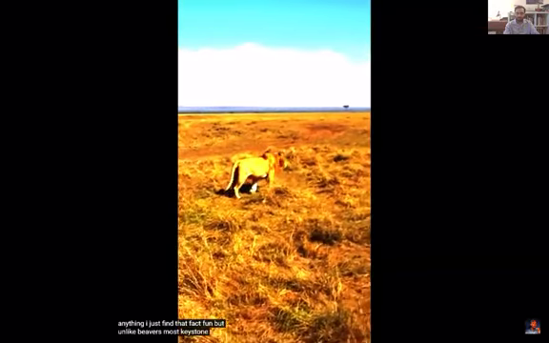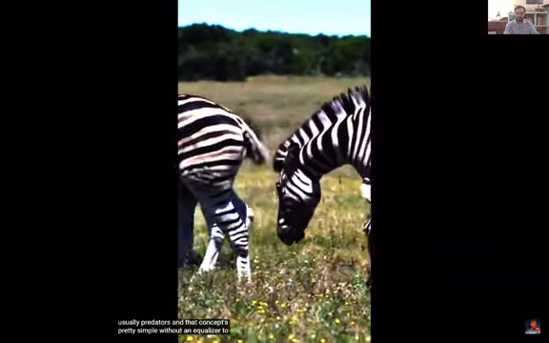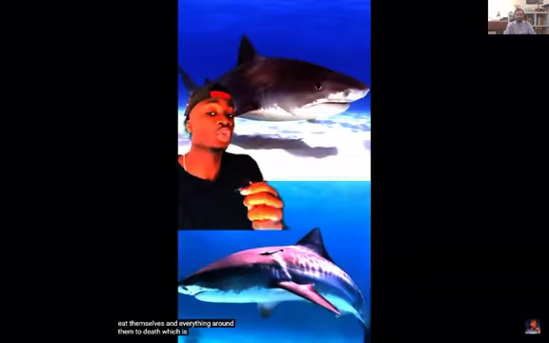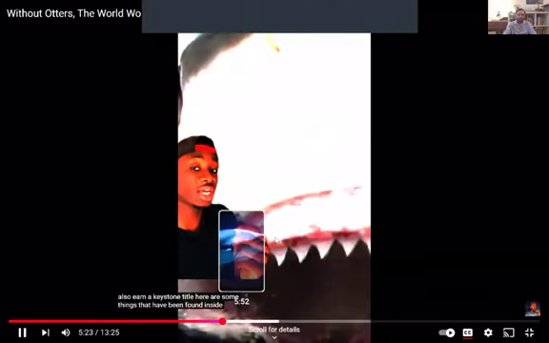But unlike beavers, most keystone species are usually predators, and that concept's pretty simple. Without an equalizer to eat them, the prey would ironically eat themselves and everything around them to death. Which is why tiger sharks also earn a keystone title. Here are some things that have been found inside a tiger shark.